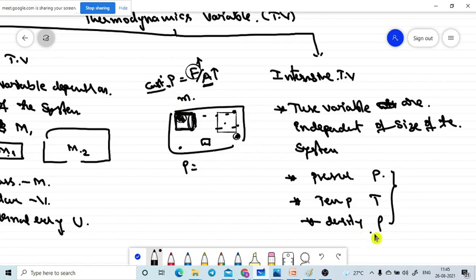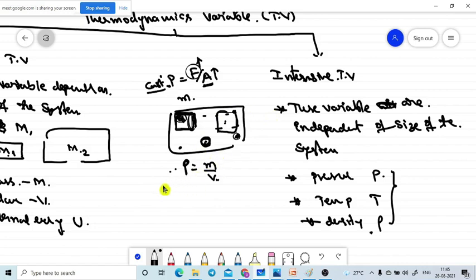The density is similar. What is the basic formula for density? Density is equal to mass by volume. If you look at the smaller size, it has a small mass and a small volume, so the density is small. If you go to the bigger size, there is more mass and more volume. Density is constant. That means it is independent of the size of the system.